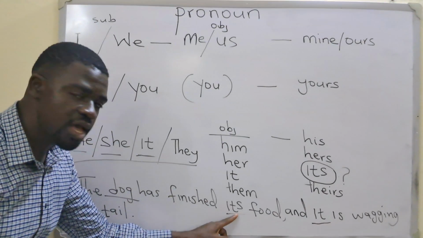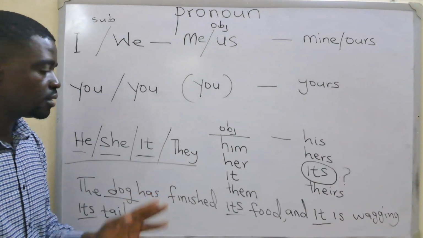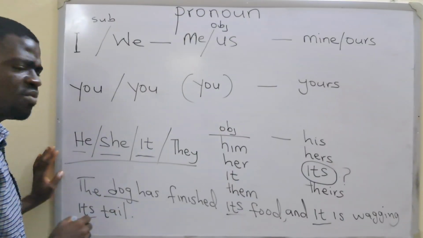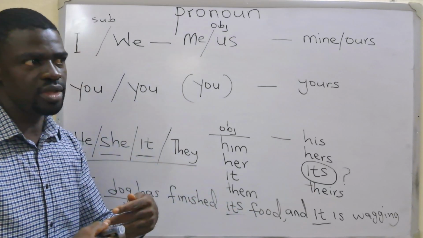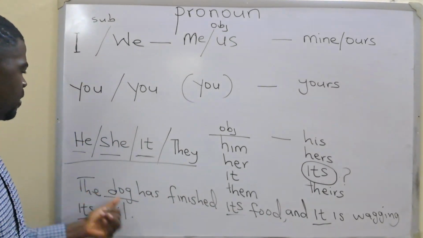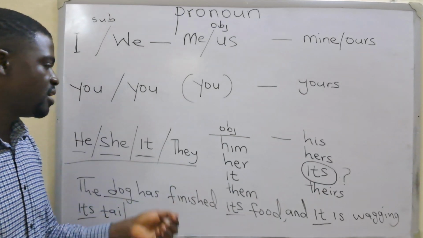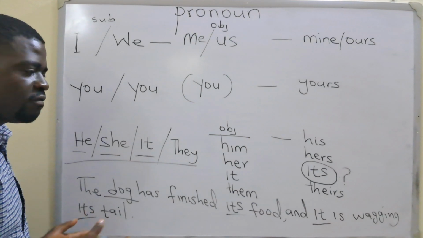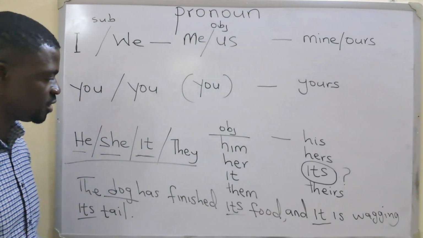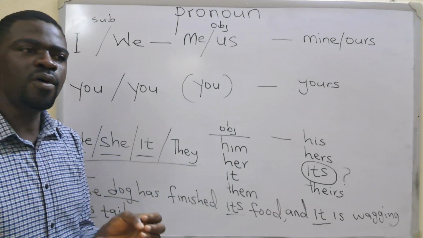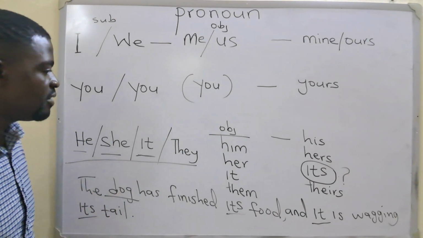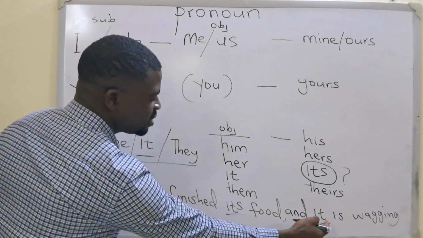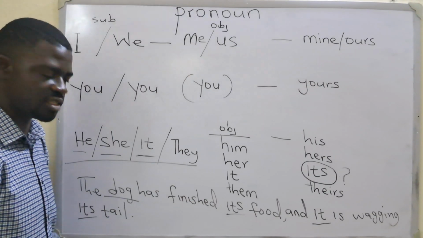So it here is used to indicate possession. This one is used to refer to the dog. I don't want to repeat the dog here again. It's going to be boring or redundant. The dog has finished its food and dog is wagging its tail. It will not flow very well and it will sound very odd as well. So pronouns make speech even more beautiful. You use pronouns in places of noun. So instead of repeating this noun, dog, I substitute it with this pronoun, it.